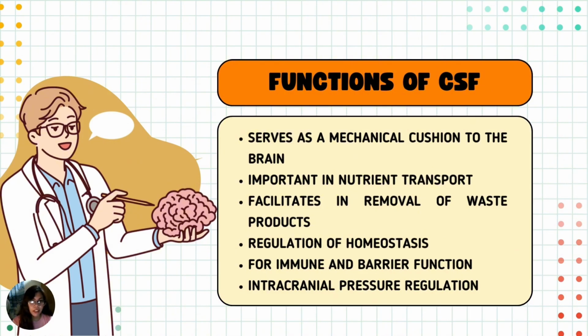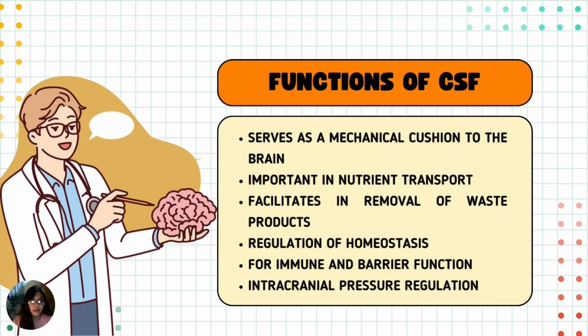Next is the regulation of homeostasis. CSF helps maintain a stable ionic composition, which is critical for proper neuronal function and synaptic transmission in the brain. It balances the concentration of electrolytes like sodium, potassium, and chloride. It also plays a role in regulating the pH of the CNS, which is very crucial for enzyme activity and neuronal function.